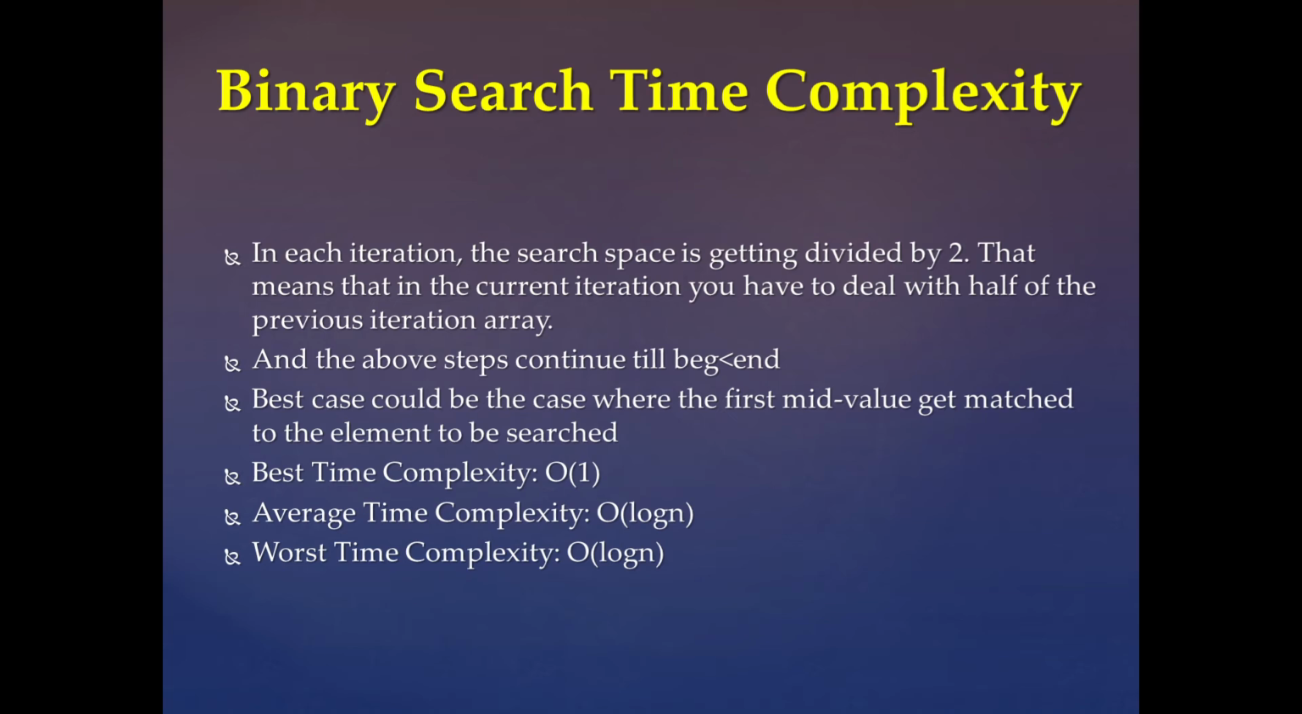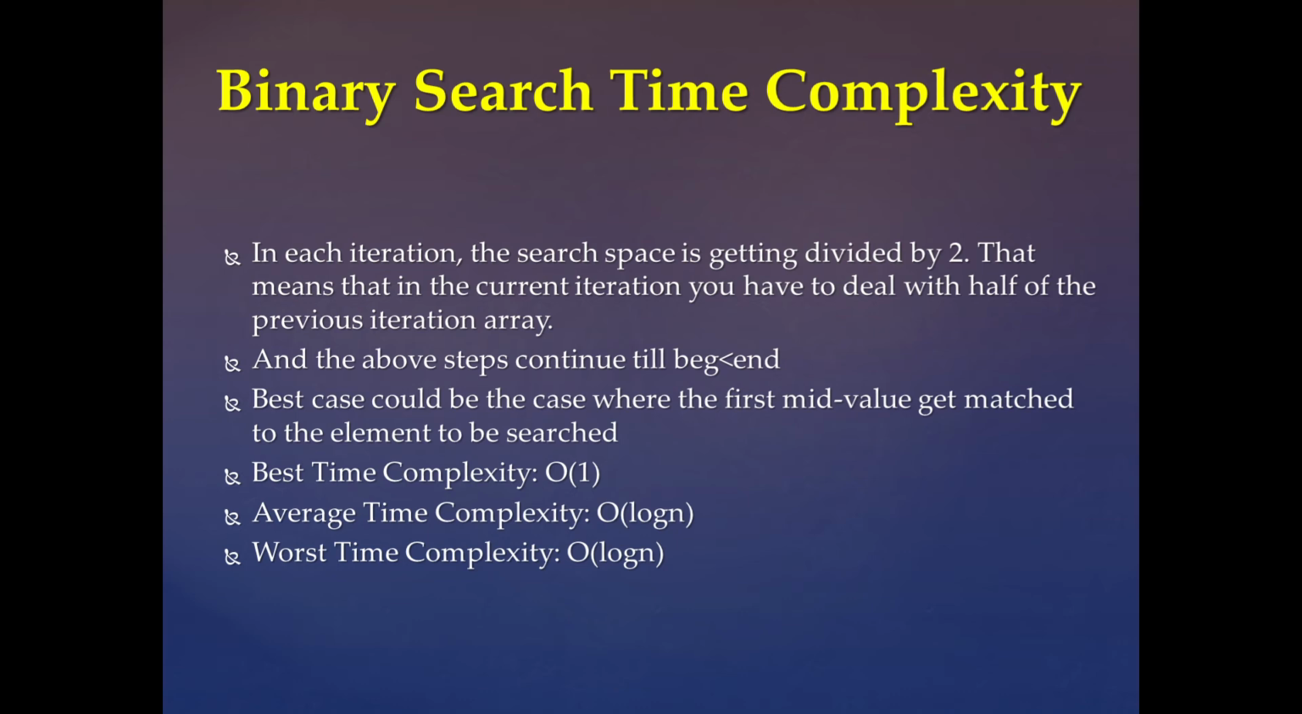The best case would be when the first element is matched with the searching element. This is very simple. I mean, the best case time complexity of this algorithm is big O of 1. It means the first value will match the searching element. The worst case is when the last element matches the searching element. In this case the time complexity will be big O of log n, and the average time complexity will also be big O of log n.